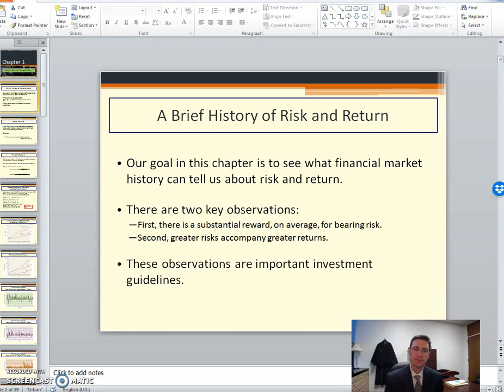So there are two key observations. The first one is that there's a substantial reward on average for bearing risk. The second one is that greater risks are accompanied with greater returns, generally speaking, over time. These are important investment guidelines.